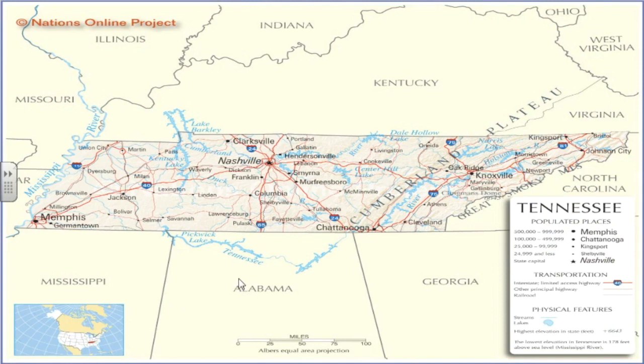With this, we can see all the interstates in the state of Tennessee. We can see the physical features of Tennessee. Here are the different rivers. Here in Sullivan County, Northeast Tennessee, especially in Kingsport, we have the Holston River running through, going down into the Tennessee River, into the Mississippi and so on. You can also see the states that surround the state of Tennessee. So that's an example of a reference map.